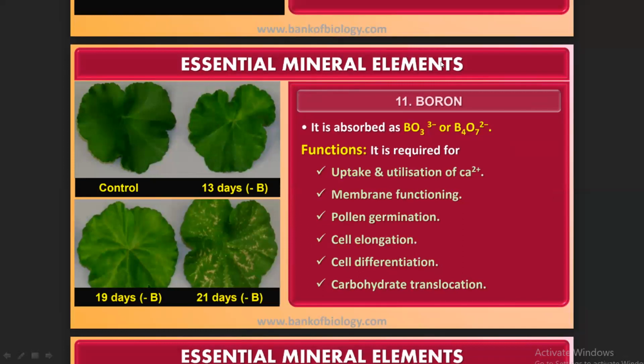Then the essential mineral element we have is boron. Function is uptake and use of calcium ion, membrane functioning, pollen germination, cell elongation, cell differentiation, carbohydrate translocation. So what is translocation? Carbohydrate translocation: transport of food from leaf to the different parts of the plant.